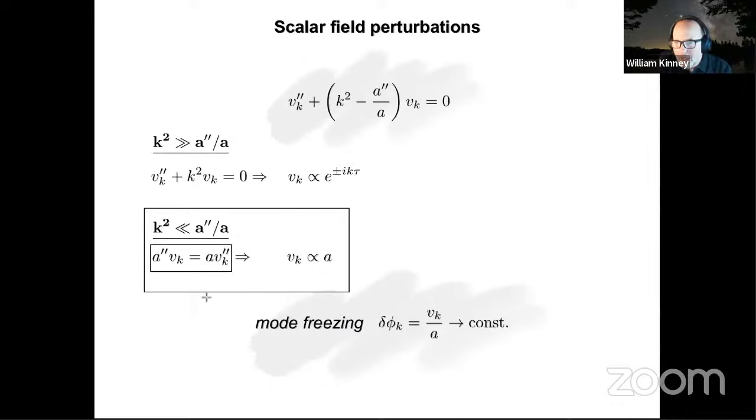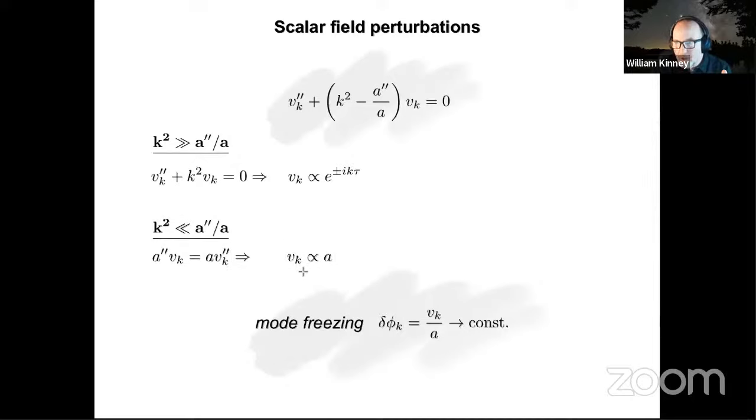We get this weird equation where A'' V is equal to A V'', which has a trivial solution that V is proportional to A. So we no longer even have oscillatory solutions. We have this linearly growing solution in our Klein-Gordon mode function. But that's only in the mode function.